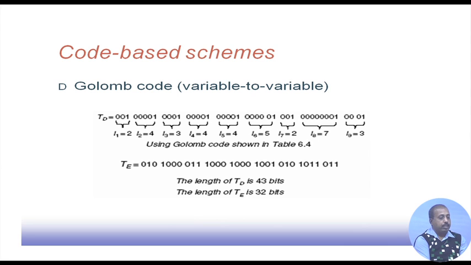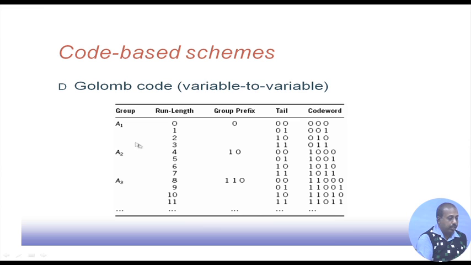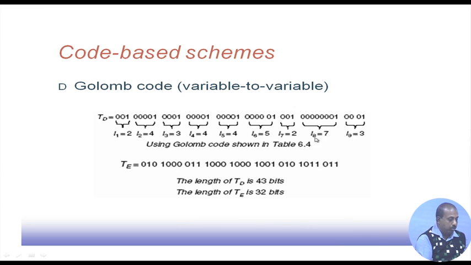This is a typical example of Golomb code, variable to variable. This is the test pattern that we have. Now, you see this is a run length of 2, this is a run length of 4, this is a run length of 3, this is 4, again 4. Now, if we do the corresponding coding, this is a run length of 2. Run length of 2 is coded as 010. So, instead of sending 001, we are sending 010.